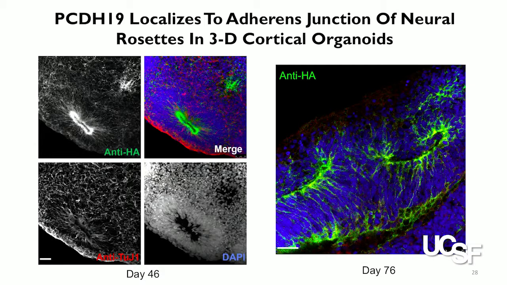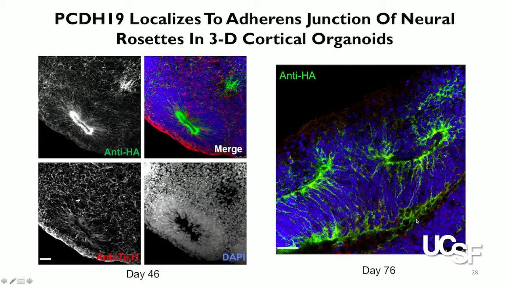The one on the right is the older organoid from this experiment, day 76. You can see the neural rosette has grown bigger, but PCDH19 is still in the junction center and is starting to also label more of the surface or junctions between cells.